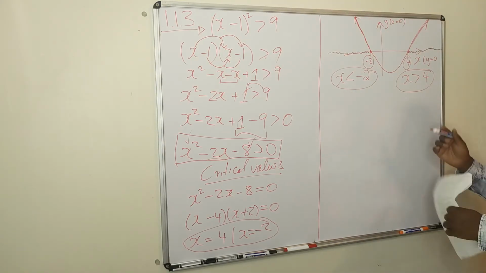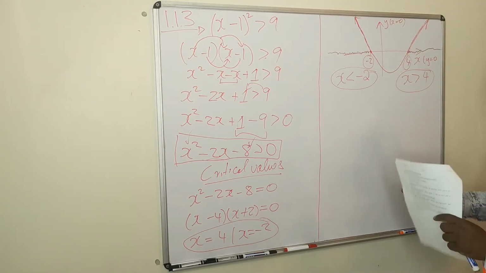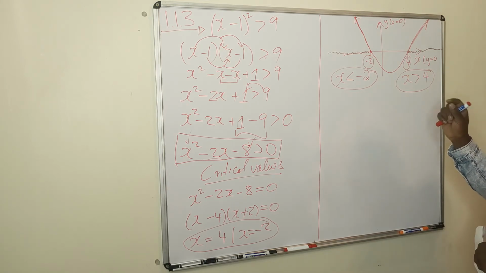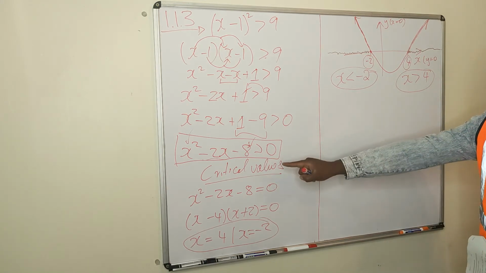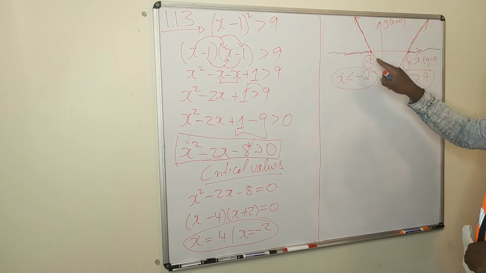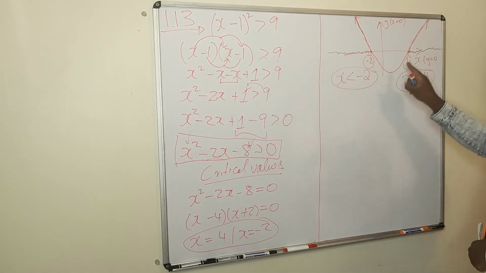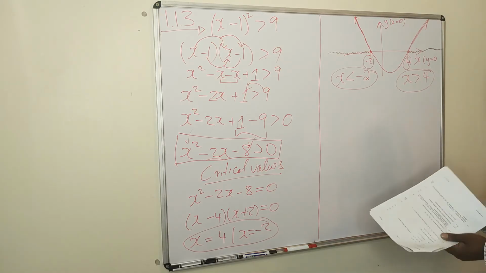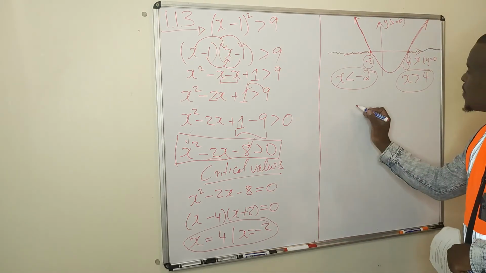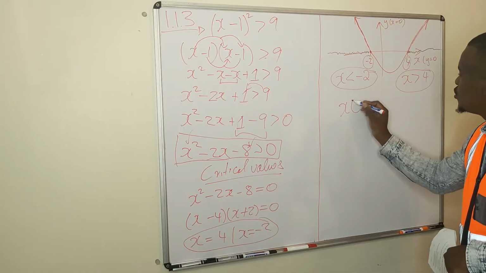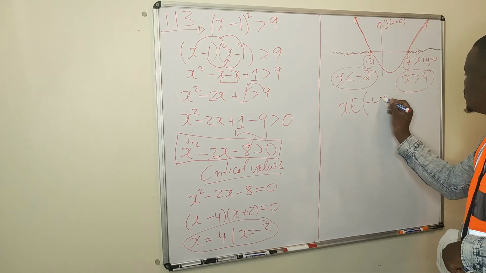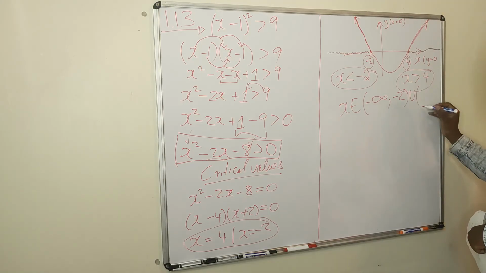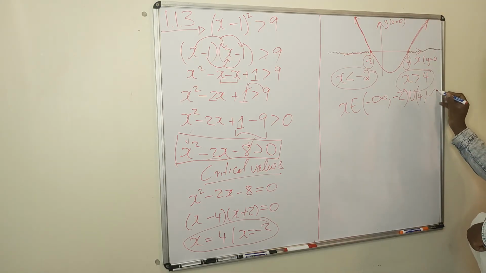Both of them. Because you want to find values such that your graph is positive, and it is positive for x less than minus 2 and for x greater than 4. This is one way of writing it. Or you can say your x should be in the set from negative infinity to minus 2, union 4 to infinity.